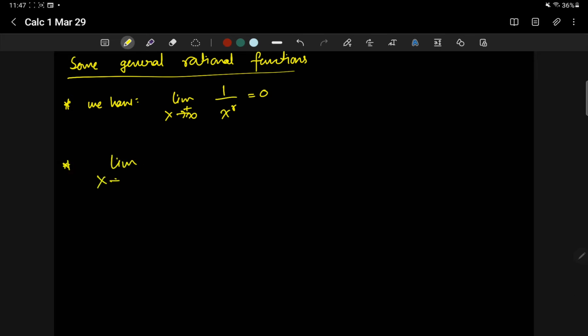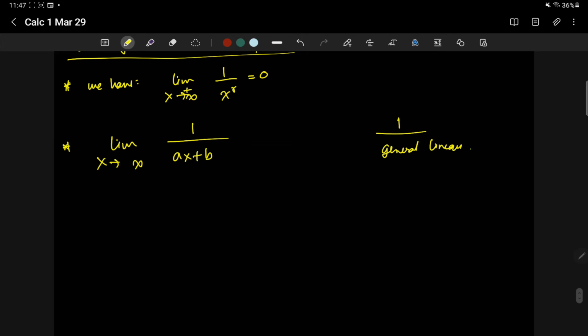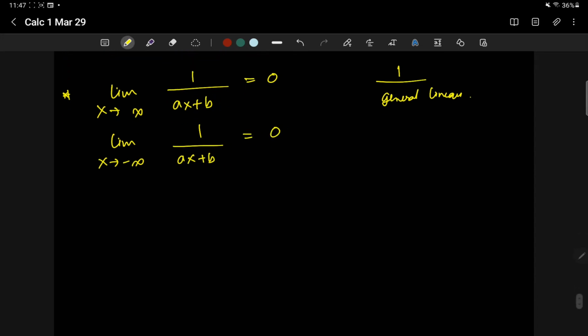What happens to the limit as x goes to infinity of 1 over ax plus b? Okay, so it's 1 over a general linear function. Now, of course, as x goes to infinity, the whole thing in the denominator becomes a large positive number. So this limit is also 0. And similarly, as x goes to negative infinity, this limit goes to 0.